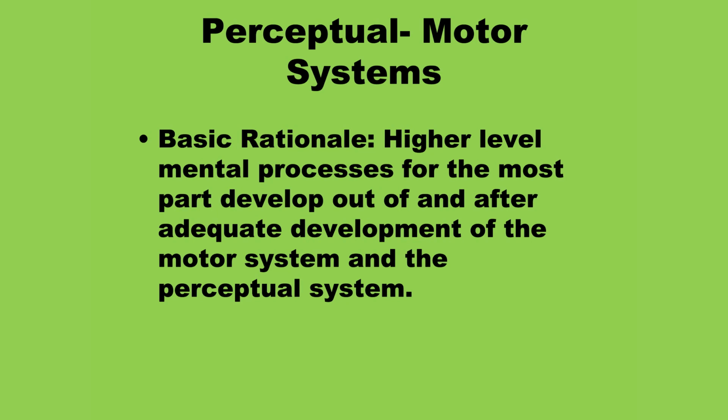Perceptual motor systems. The basic rationale is that the higher level processes occur after adequate development of the motor system and the perceptual system. Okay, and so that makes sense. As we are learning to crawl or as we are learning to sit up or reach for things, if we didn't see it and if we didn't have the motor ability to reach out for it, then we're not going to go and try to learn from it and play with it and that kind of thing.